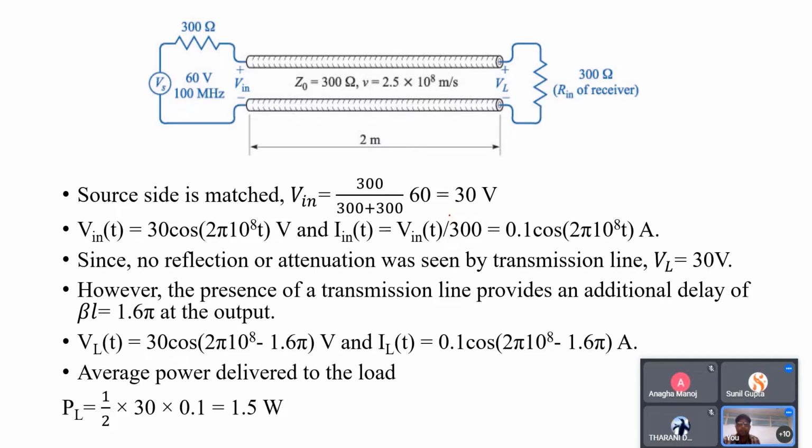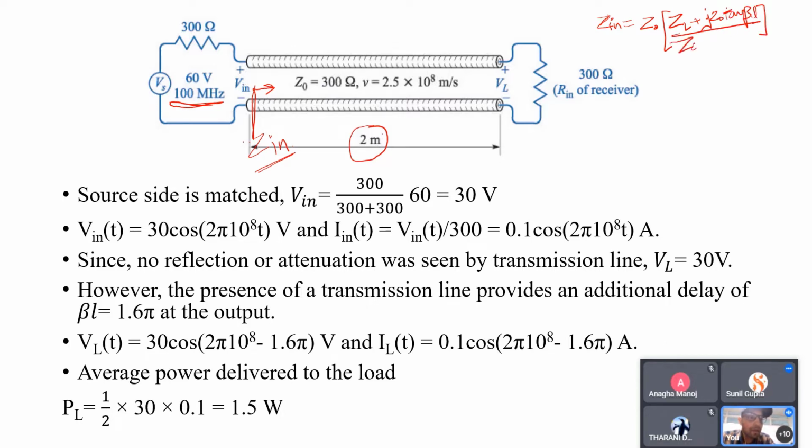See, first of all, a transmission line with a length of 2 meter has been given, and the working frequency is also given, which is 100 megahertz. So you have to first determine the value of Z input, meaning the input impedance. Z input is defined as Z naught times (ZL plus jZ naught tan beta L) divided by (Z naught plus jZL tan beta L).